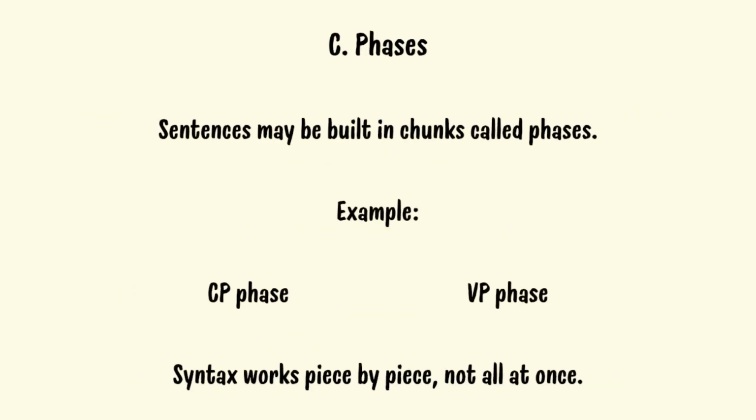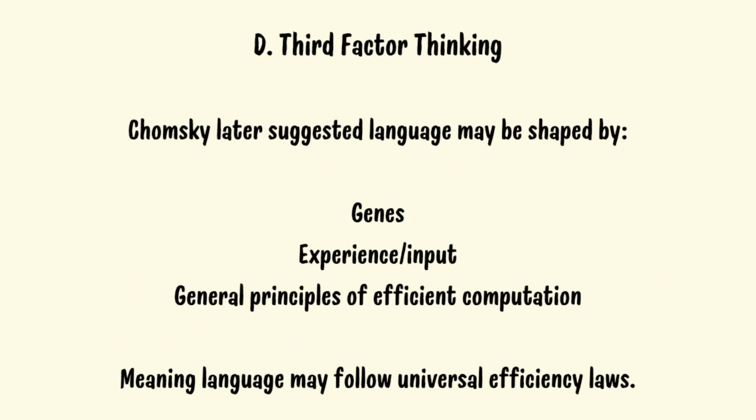Phases. Sentences may be built in chunks called phases. Example. CP phase. VP phase. Syntax works piece by piece, not all at once. This may help memory and efficiency. Third factor thinking. Chomsky later suggested language may be shaped by genes, experience and input, and general principles of efficient computation, meaning language may follow universal efficiency laws.